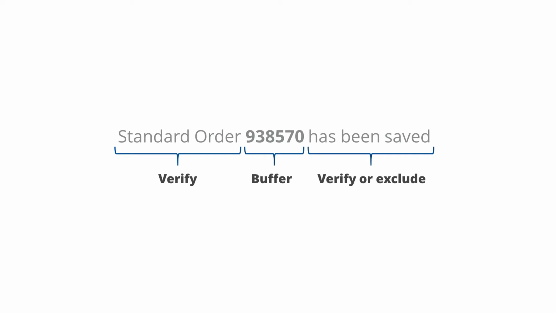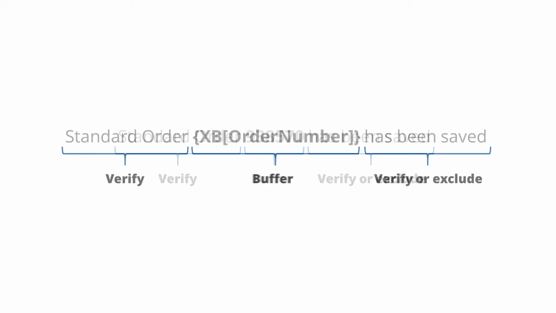So what if in the same step we want to both verify and buffer? Taking from the example above, we both want to verify that the order was successfully created and also buffer the order number for later use. To do this, Tricentis introduces dynamic comparisons, also called XB. This allows you to verify the static portion of a dynamic string or value by excluding only the dynamic portion from the verification. Simultaneously, we also buffer the dynamic part.